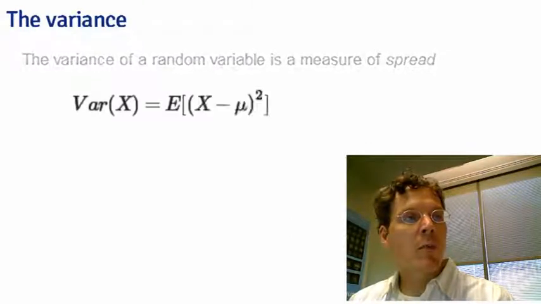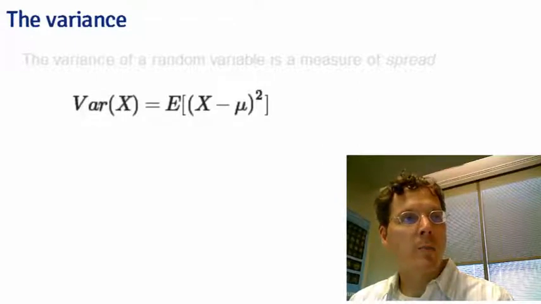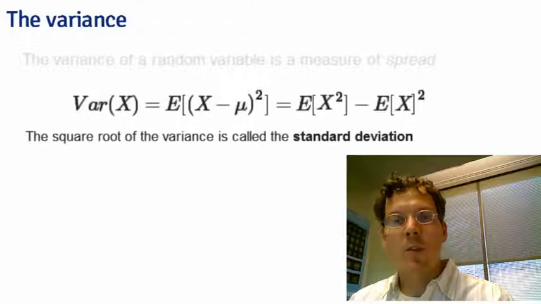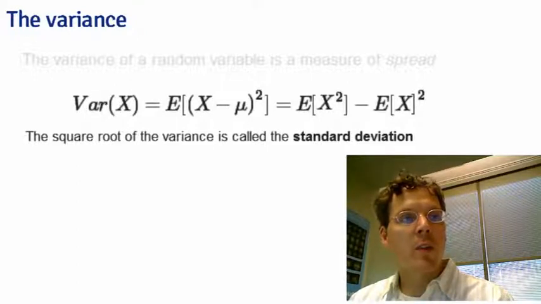So if x is a random variable that has mean mu, the variance is exactly the expected squared distance the random variable is from the mean. And I give the formula here. There's a nice shortcut one that is the expected value of x squared minus the expected value of x quantity squared. So densities with higher variance are more spread out than densities with lower variances. And the square root of the variance is called the standard deviation. So the variance is expressed in the units squared, whereas the standard deviation is expressed in the same units as x, which is quite useful.